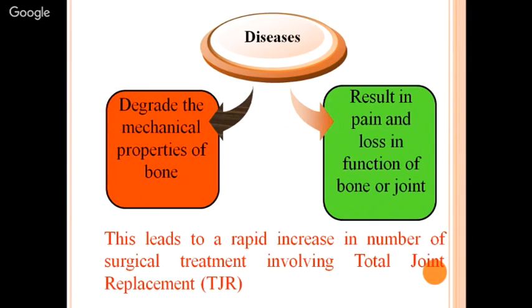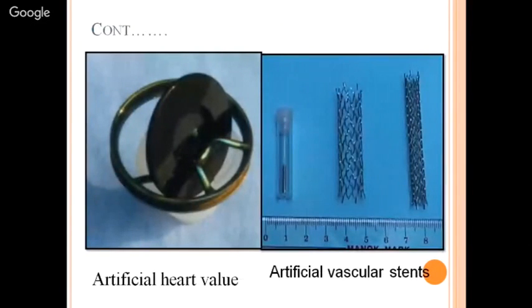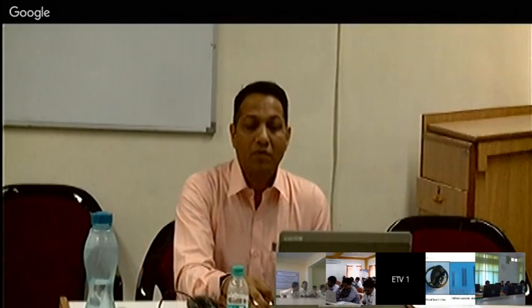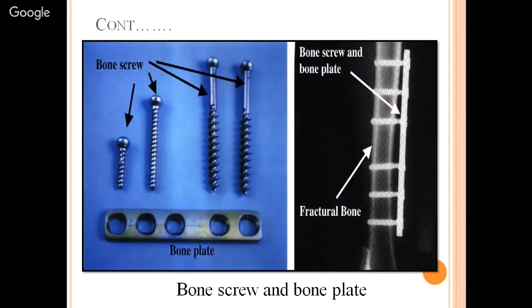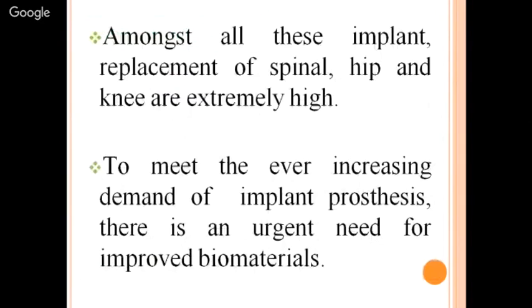So why do we want this? This is not the solution. We have modified the surface of the implant in such a way that the body will accept the implant easily, the bone growth starts easily, and thus there is no need for resurgeries. We are also trying to modify the artificial heart valve, artificial vascular stents, bone screws and bone plates, and hip and knee implants by using this technology.